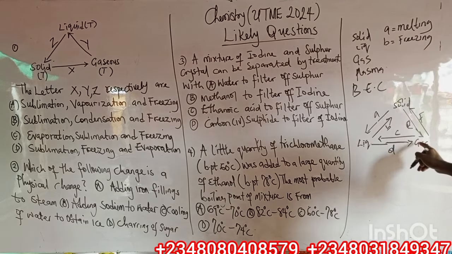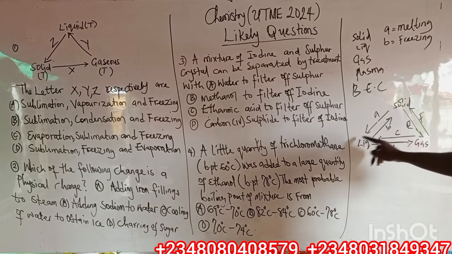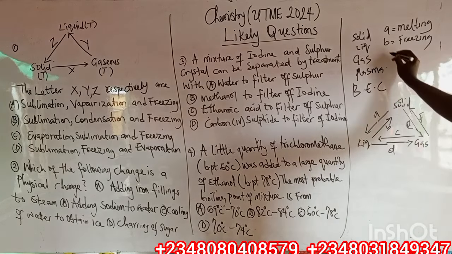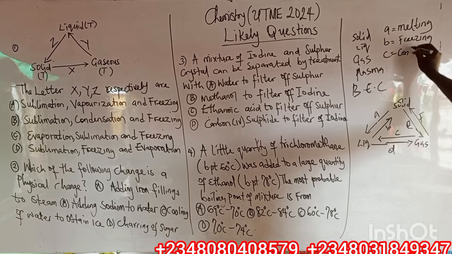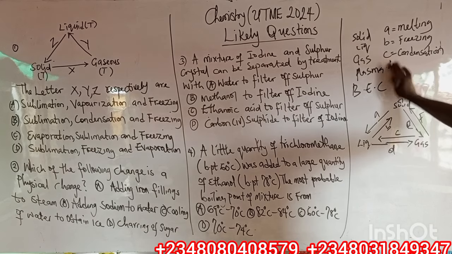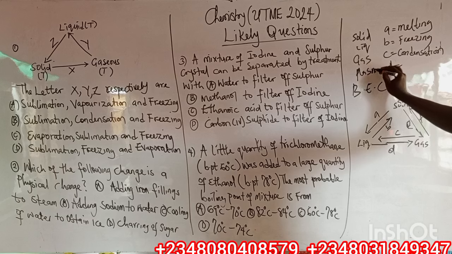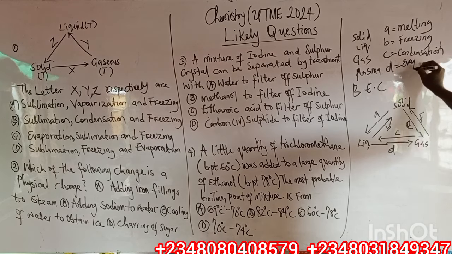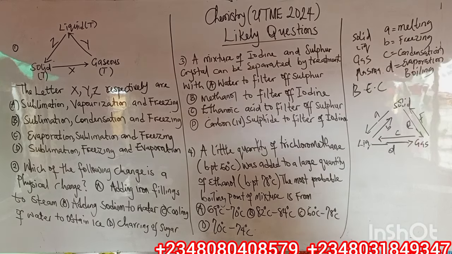Then C, from gas to liquid. When you have gas changing back to liquid, that process is known as condensation. Then liquid to gas, D. When you have liquid changing to gas, that is known as evaporation, or you can call it boiling.